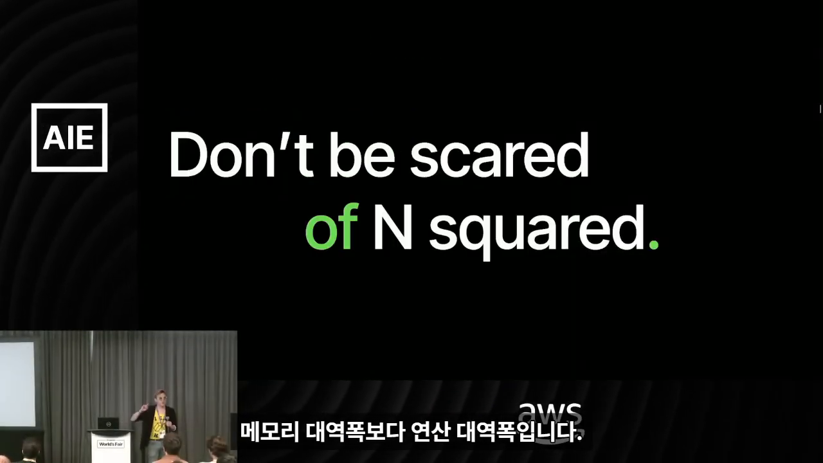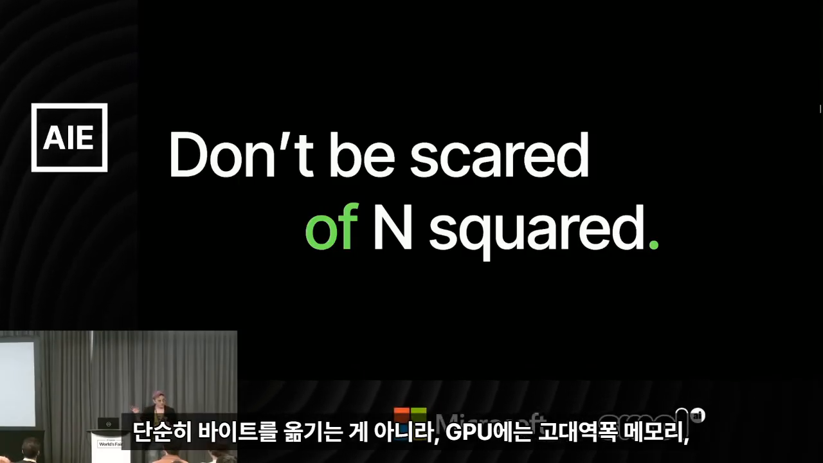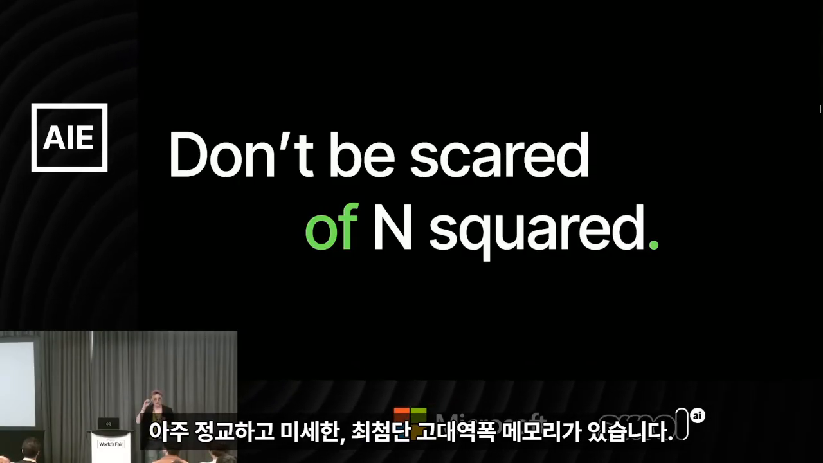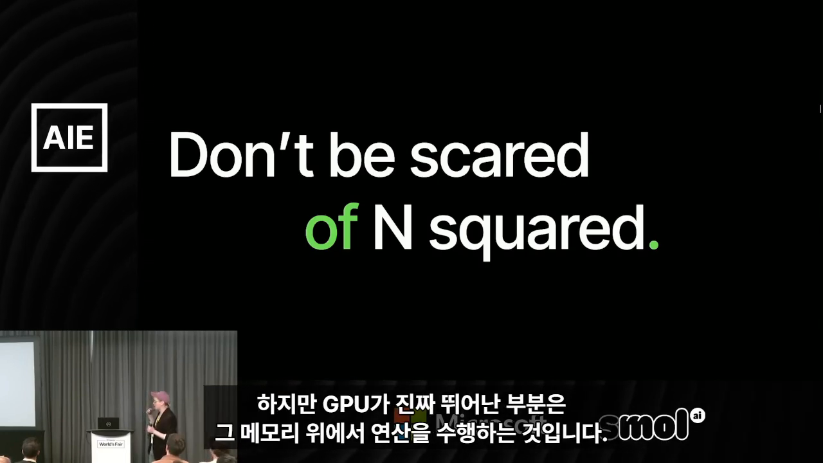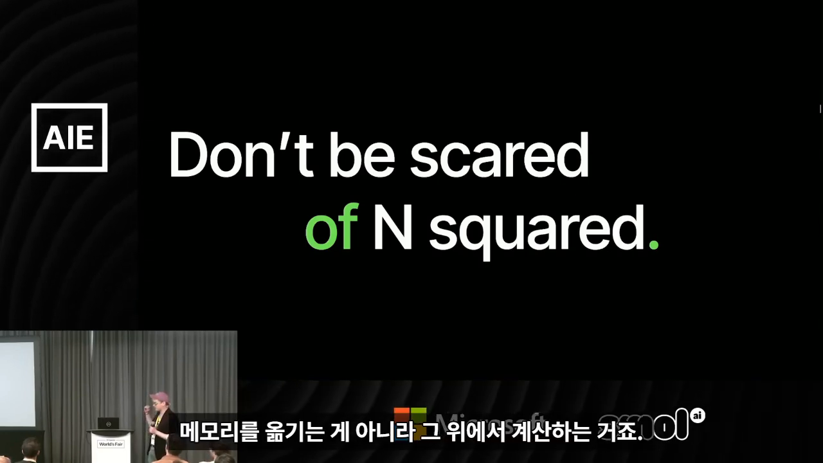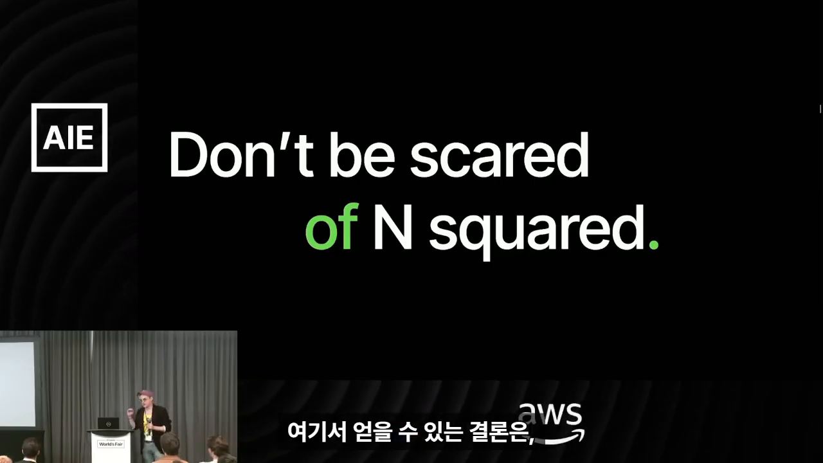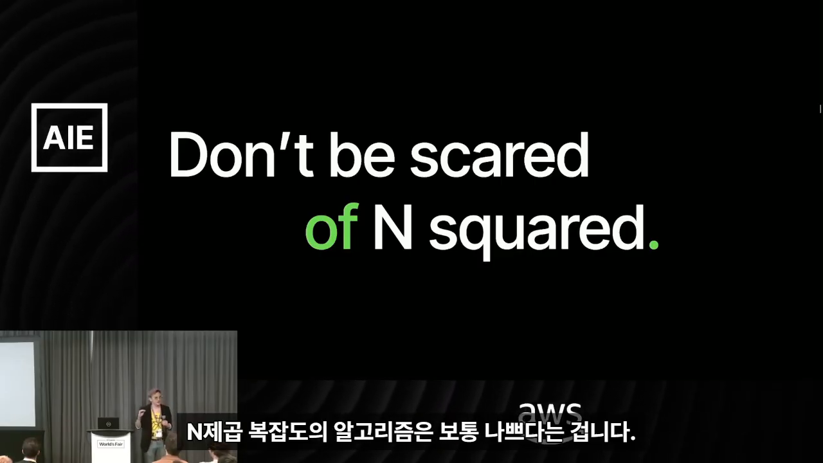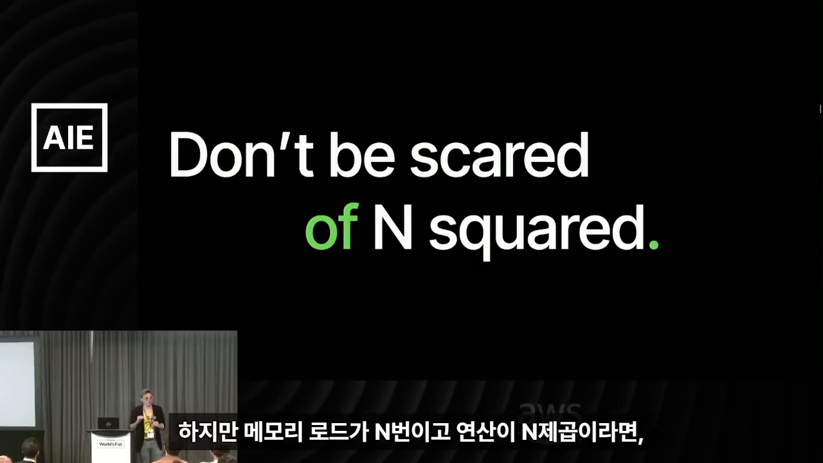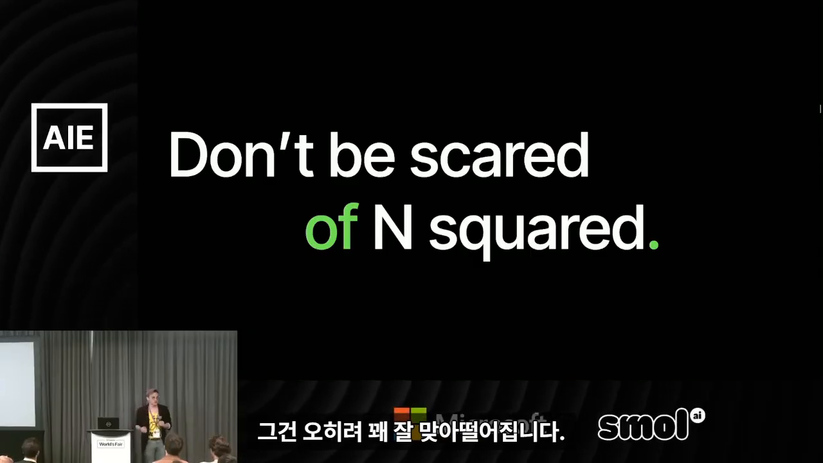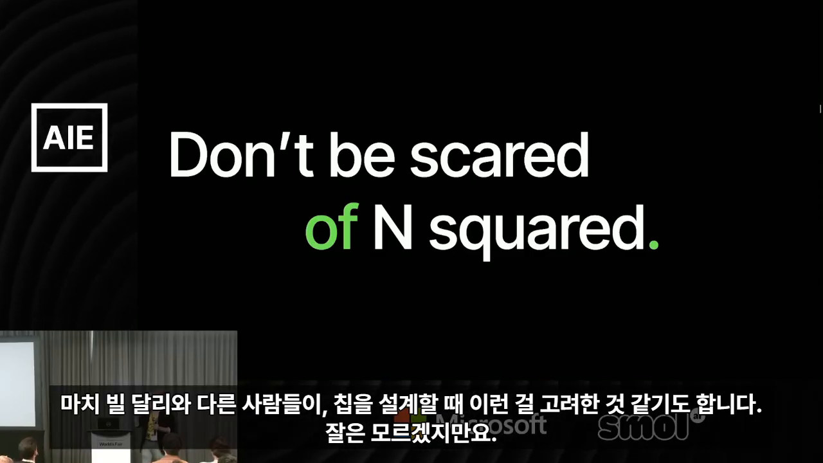Arithmetic bandwidth over memory bandwidth, so not moving bytes around. They have high bandwidth memory, the fanciest, finest Hynix high bandwidth memory. But where they really excel is doing calculations on that memory. The takeaway here is that n-squared algorithms are usually bad, but if it's n-squared operations for n memory loads, it actually works out pretty nicely. It's almost like maybe Bill Dally and others were thinking of this when they built the chip. I don't know.